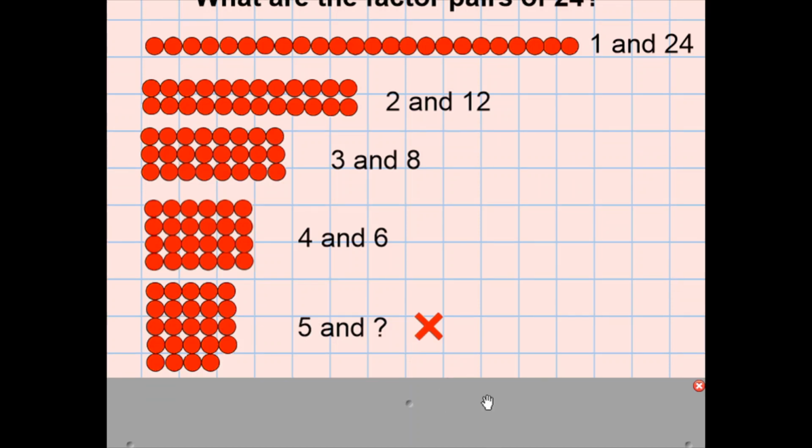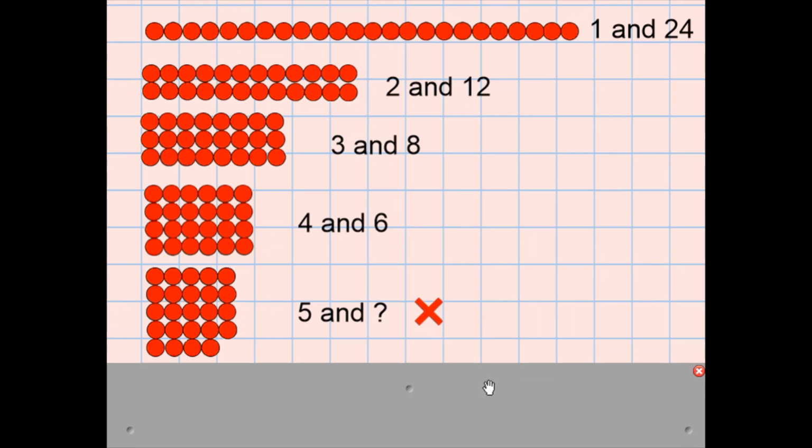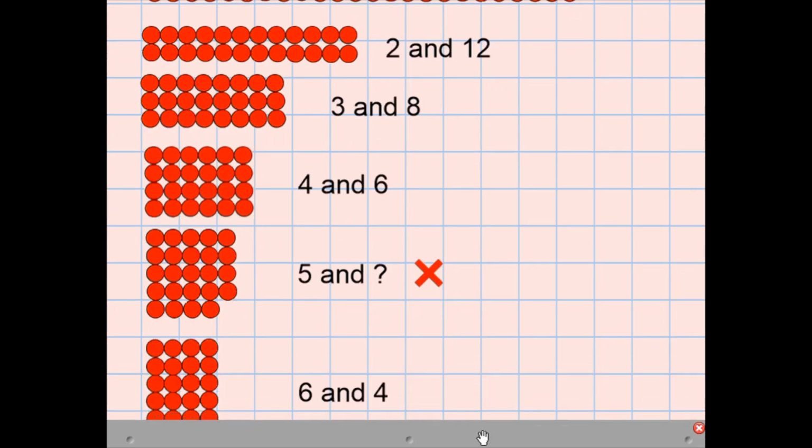But can I use 6? Can I make 6 equal rows? Well, actually, yes, I can. However, I've already used those 2 numbers, so we've got to a repeat here. I've already used 4 and 6, and here we've just got 6 and 4. And once I've got to a repeat, I know I've found them all. So when we're talking about justifying or proving, and that's something that Chili 3s might be doing later on in the lesson, then we can say that, well, I know I found them all because I found my repeat here.